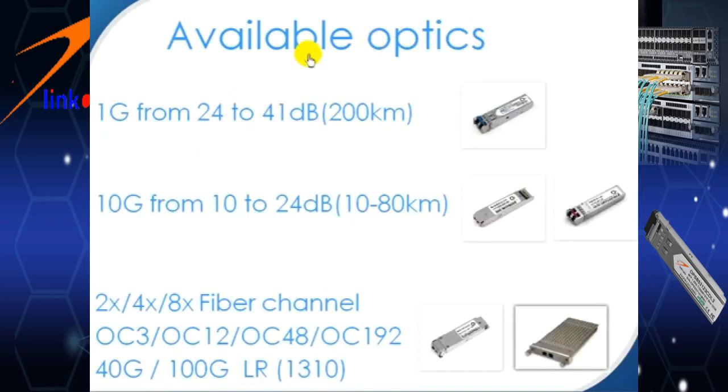You got different CWDM optics available. The 1 gig is starting from 24 dB up to 41 dB, and 41 dB is around 200 kilometers. The 10 gig is starting from 10 dB, which is around 10 kilometers, up to 24 dB, which is 80 kilometers. CWDM optics can also be made for fiber channel, 2 times, 4 times or 8 times fiber channel, or an OC3, OC12, OC48 or OC192, and also for 40 gig or 100 gig, which is working in the 1310 range.